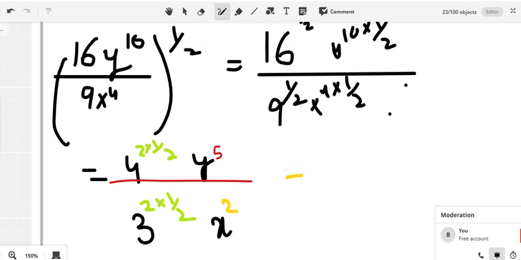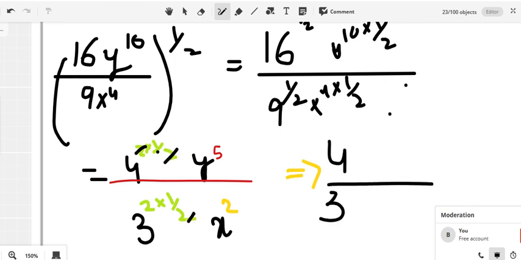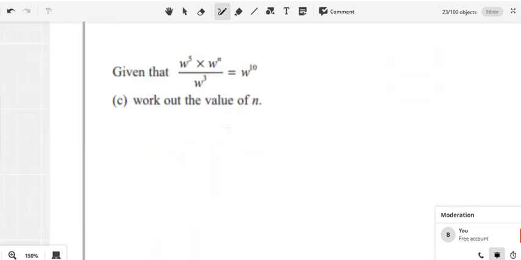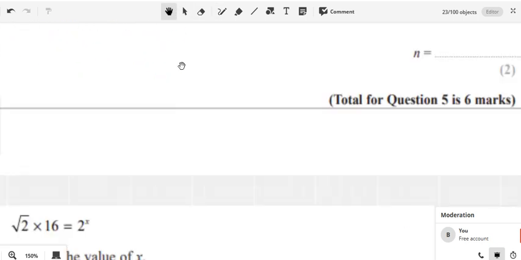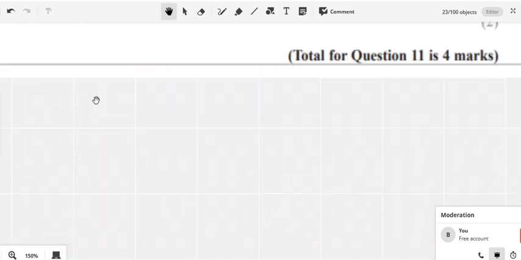Now that equals this 2 divided by 2, which is 1. So we got 4 over 3, because this one also cancels out. y to the power of 5, x squared. That's our final answer. Now this question is also similar to the question that we did before.